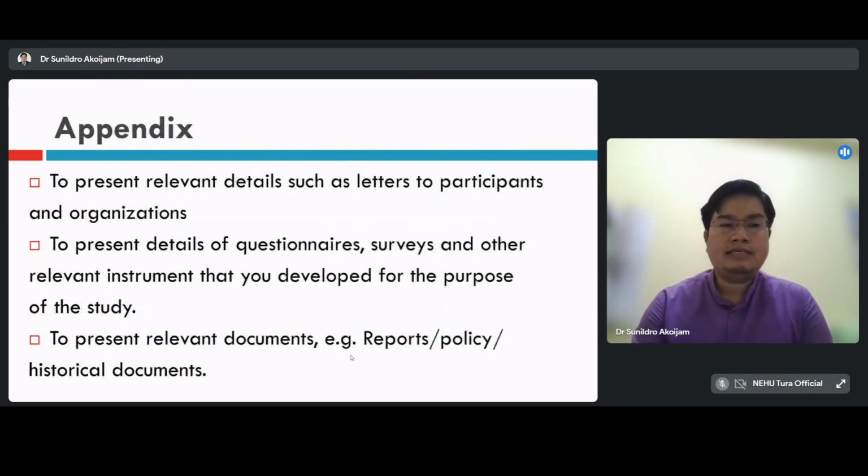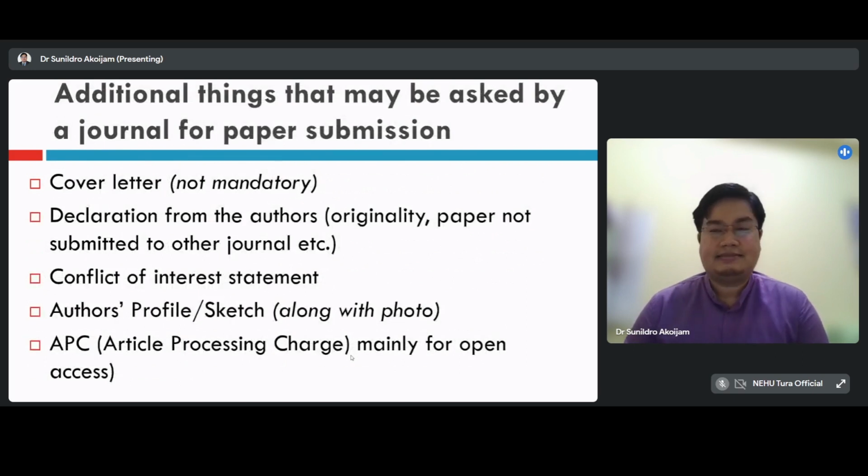So these are some of the elements that you should include while writing a paper and for submission to a journal. But other than this, there are some additional things which the editor or the journal may ask you to enclose while submitting a paper. Some are mandatory, but some may not be mandatory, depending on the journal. But let's try to understand some of these additional things which the journal may ask you to enclose along with your paper. Okay, see, cover letter.